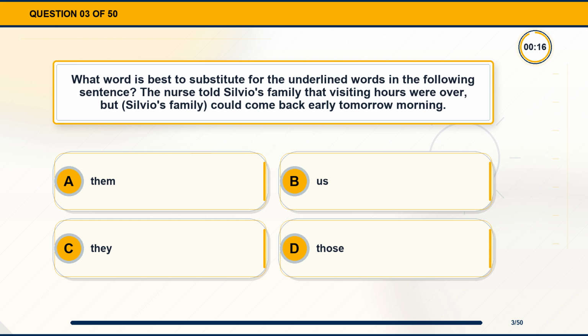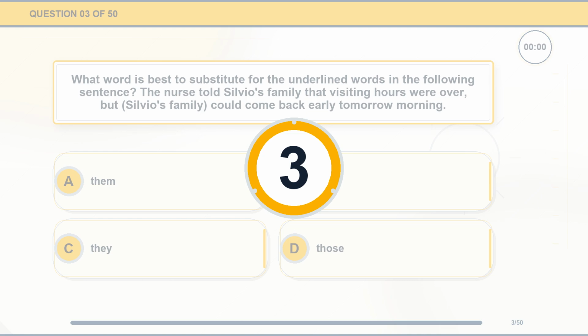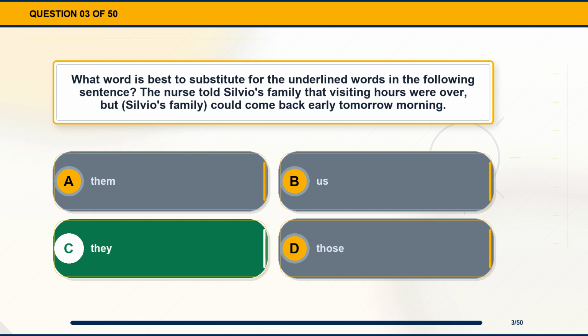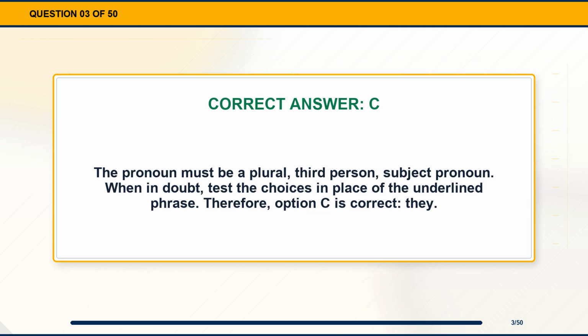Question 3. What word is best to substitute for the underlined words in the following sentence? The nurse told Silvio's family that visiting hours were over, but Silvio's family could come back early tomorrow morning. Option A, them. Option B, us. Option C, they. Option D, those. The correct answer is option C, they. Explanation. The pronoun must be a plural, third person, subject pronoun. When in doubt, test the choices in place of the underlined phrase. Therefore, option C is correct, they.